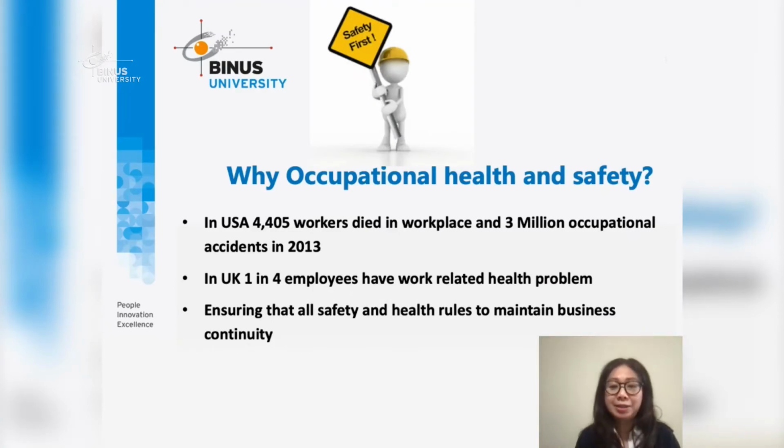Occupational health and safety is a priority for managers and companies because the incidence is quite large. In America, in 2013, it was reported that 4,405 workers died in the workplace, and occupational accident resulted in about 3 million occupational injuries and disease. Meanwhile, the figure in the UK revealed that health problems at work caused 1 in 4 employees to have health problems and 1 in 8 employees have mental problems.